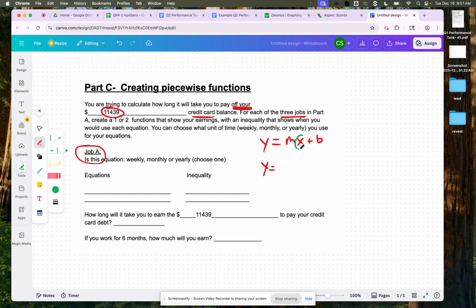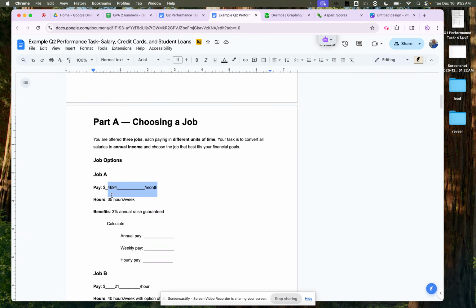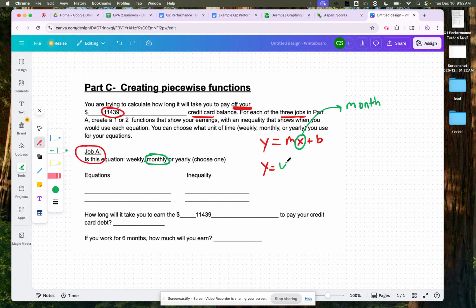And so in this case, x is going to be how many months. So it's back calculating it per month. So I'm going to circle here because I'm basically picking my job and I'm calculating it per month. I can only calculate it per month using that formula. And so my job is paying me $4,694. So I'm going to use $4,694x, that's per month.